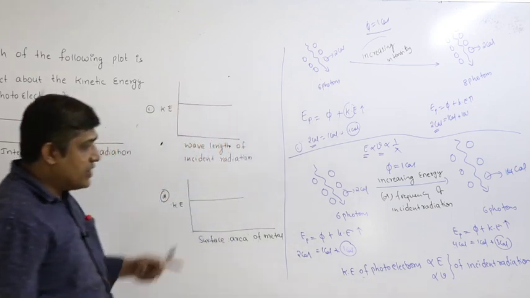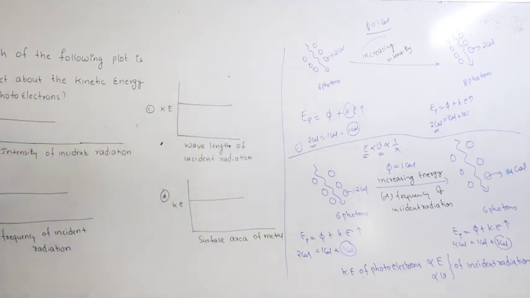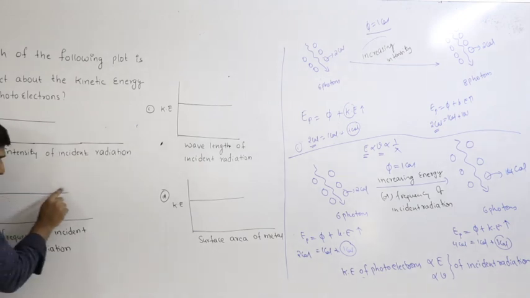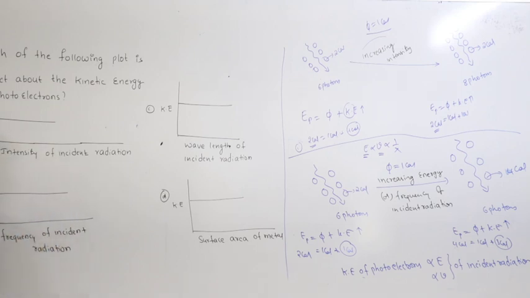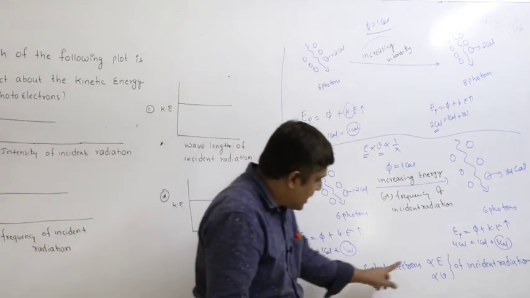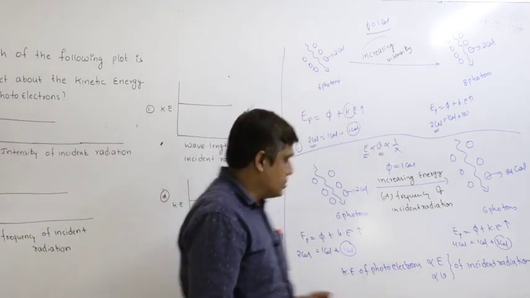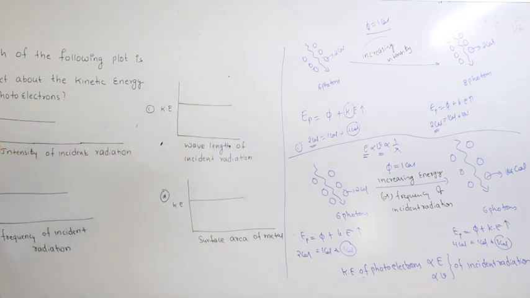If they are directly proportional, that means it changes linearly. So the expected graph should be a straight line with some slope. But what we have here is a straight line parallel to the x-axis, which means kinetic energy is independent of frequency. But what we got is kinetic energy is directly proportional to frequency. So this is not the correct answer.